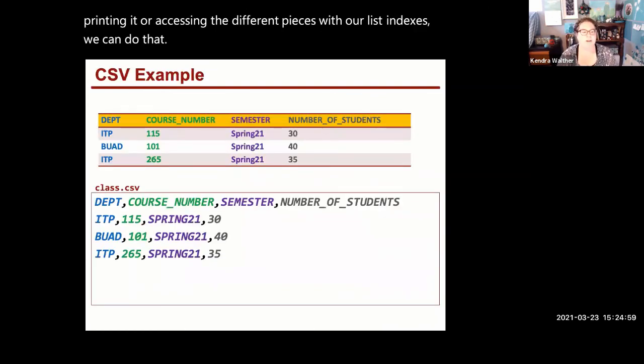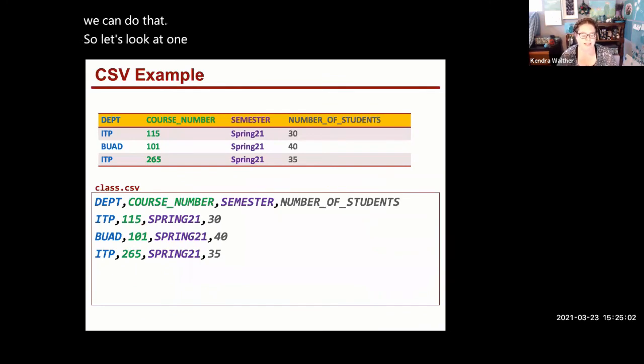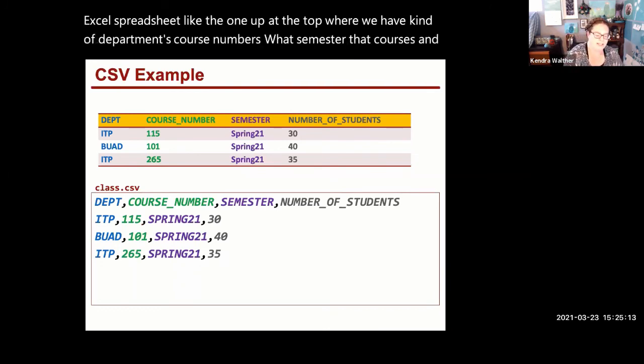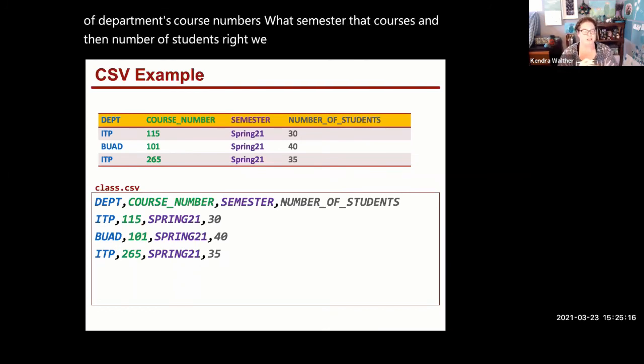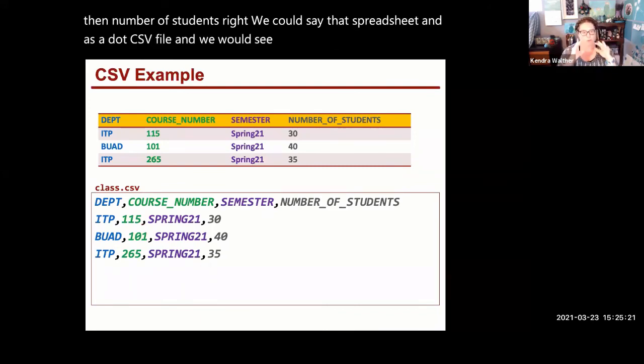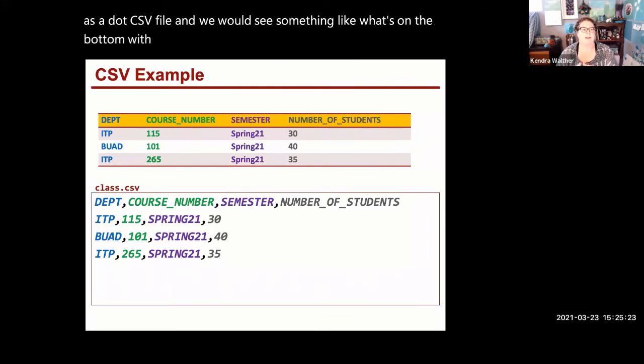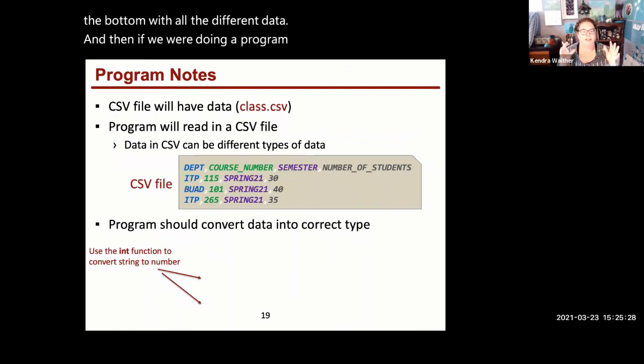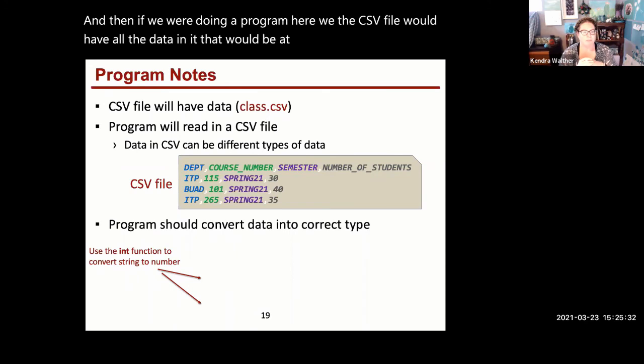So let's look at one more CSV example. If I had an Excel spreadsheet like the one up at the top, where we have departments, course numbers, what semester that course is, and then number of students, we could save that spreadsheet as a .csv file, and we would see something like what's on the bottom with all the different data. And then if we were doing a program here, the CSV file would have all the data in it and be at the same level as our Python program.